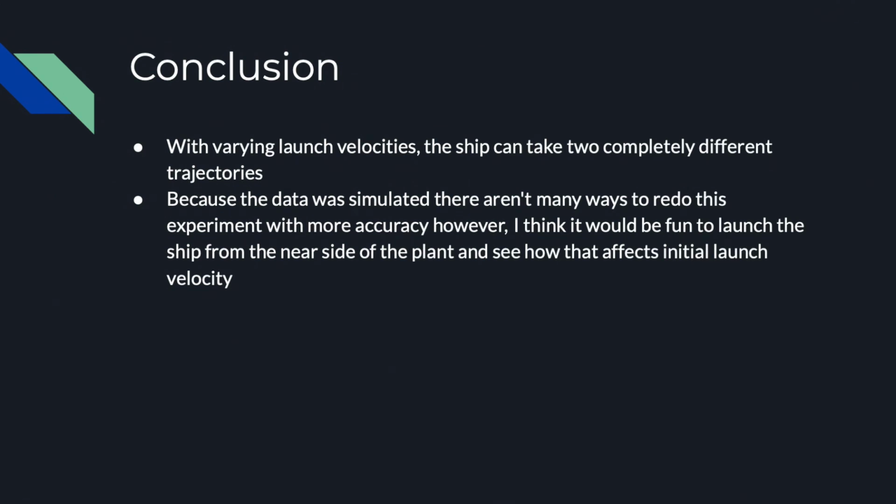Conclusion. With varying launch velocities, the ship can take 2 completely different trajectories. Because the data was simulated, there aren't many ways to redo this experiment with more accuracy. However, I think it would be fun to launch the ship from the near side of the planet and see how that affects initial launch velocity. And this wraps things up.